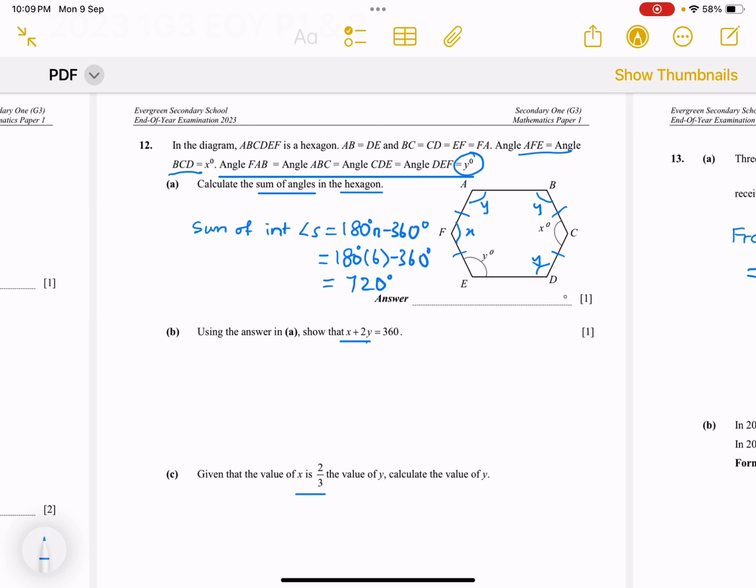Okay, so now we add up all these angles and it should be equal to 720 because that's the sum of interior angles. So how many x we have? We have 2x. How many y we have? We have 4y. And that adds up to 720. So dividing throughout by 2, we will have x plus 2y equals 360. And that is what we need to show.